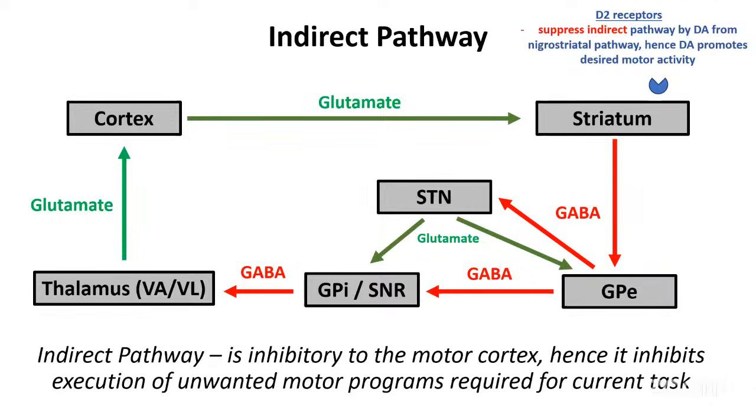So this pathway, the overall indirect pathway, is inhibitory to the motor cortex, and whenever we have any dysfunction in this indirect pathway, we will have the consequence of hyperkinetic movements. So hyperkinetic movements like chorea and dystonia are due to dysfunction in the indirect pathway.